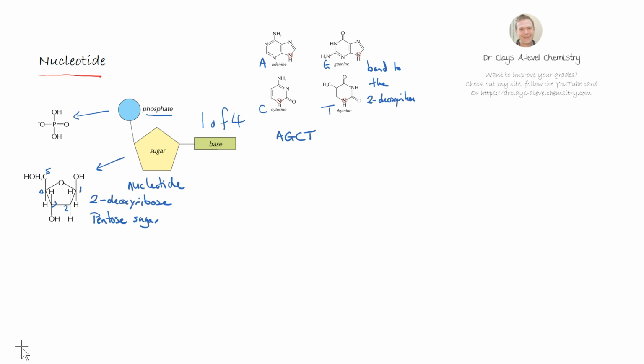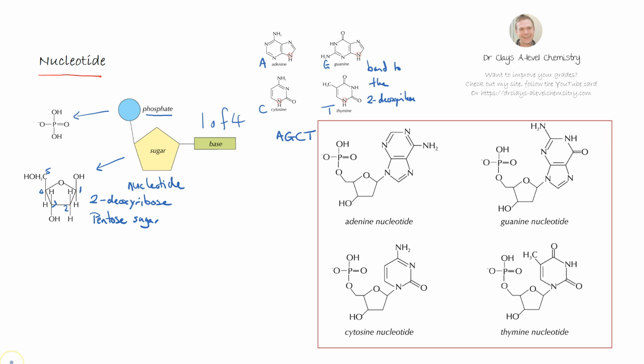So those are our 4 bases, and together those 3 units of the phosphate group, the sugar group and the base group act together to form the nucleotide. What we end up with then is 4 possible nucleotides.